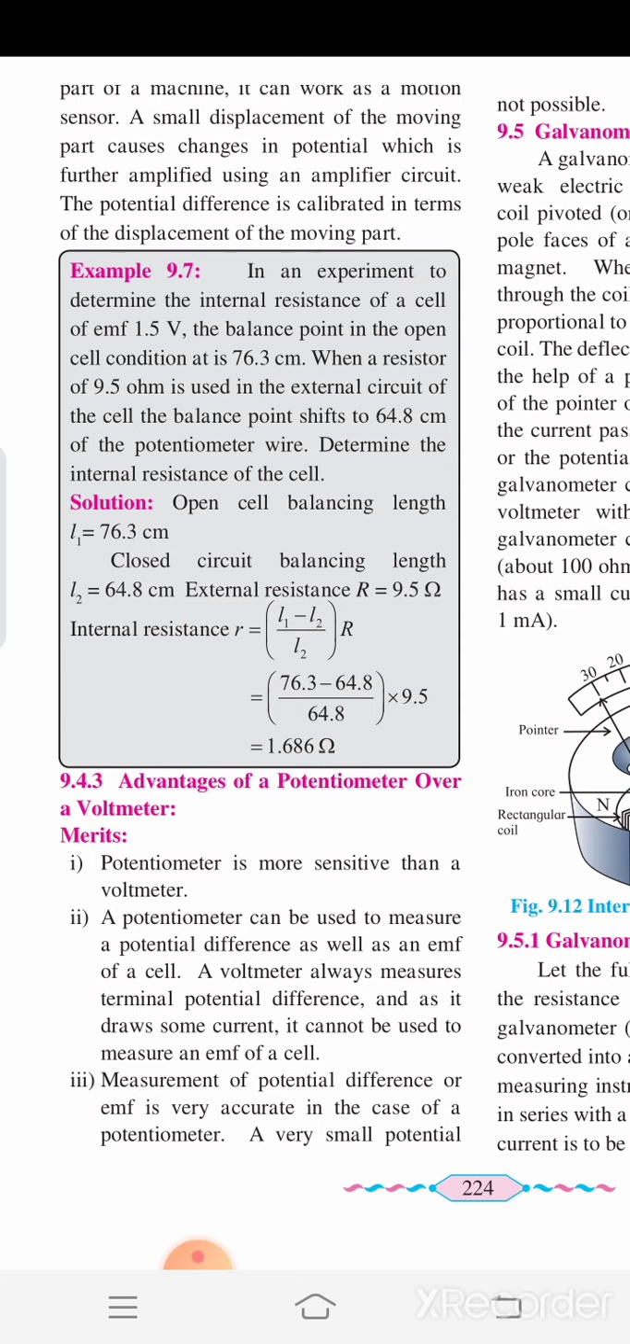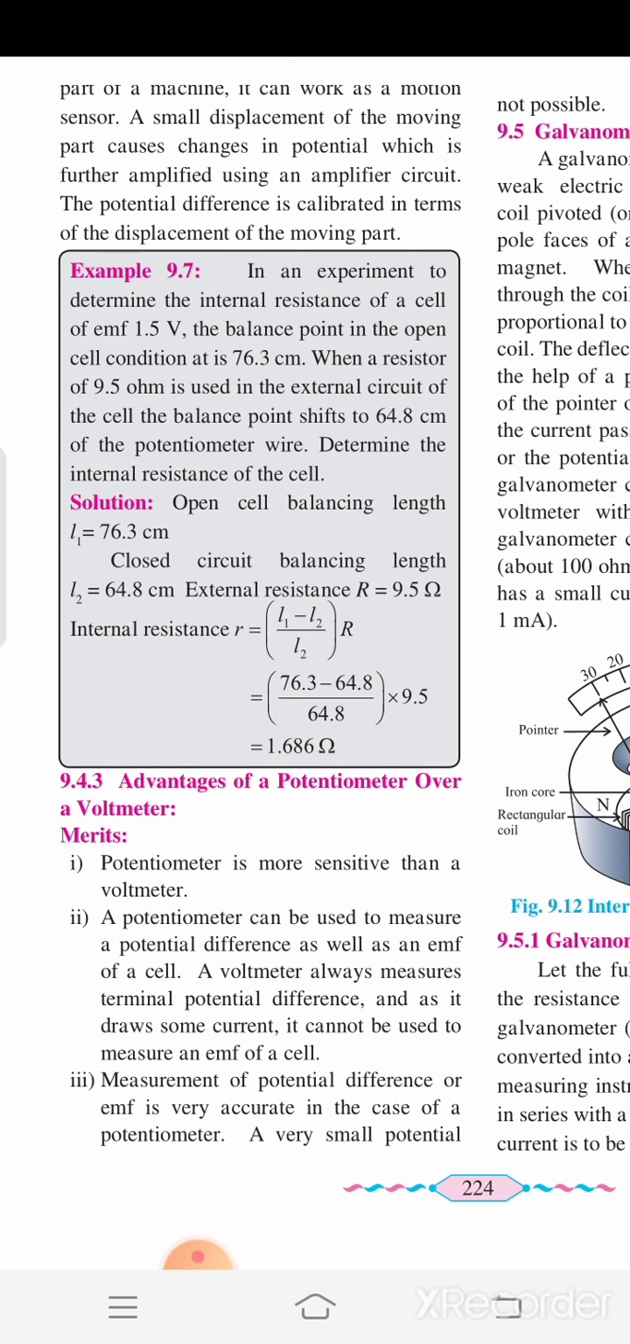In this video we will study the advantages of potentiometer over a voltmeter. Means, why we use the potentiometer instrument in place of a voltmeter. What are the advantages of potentiometer over a voltmeter instrument, means the merits of the potentiometer instrument.